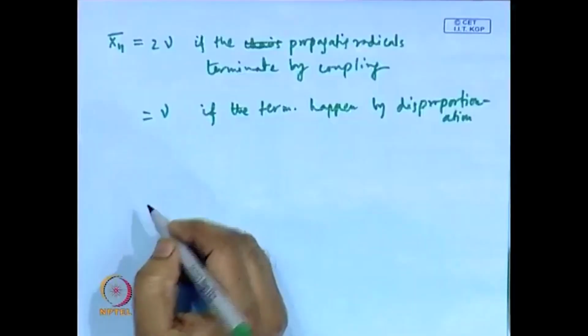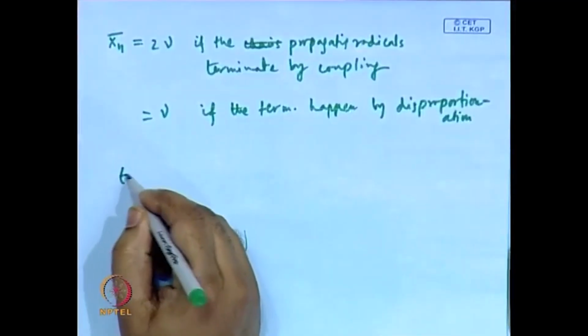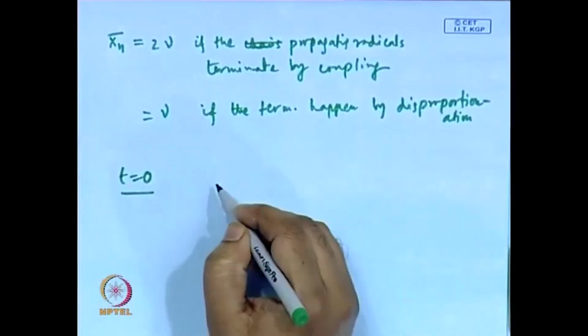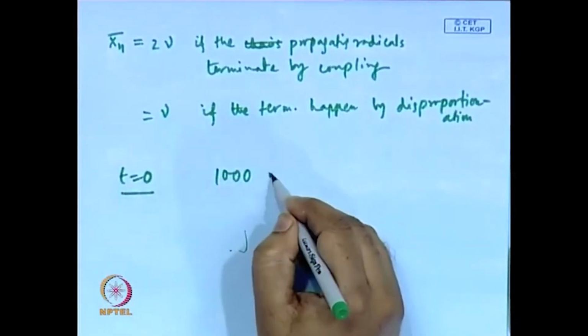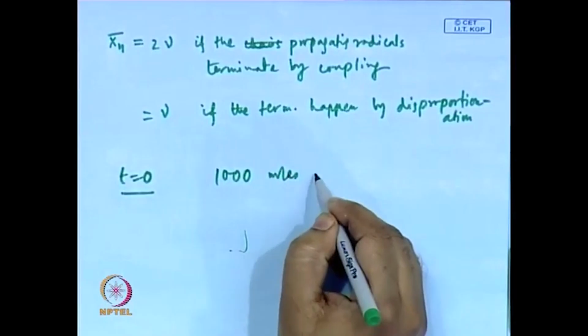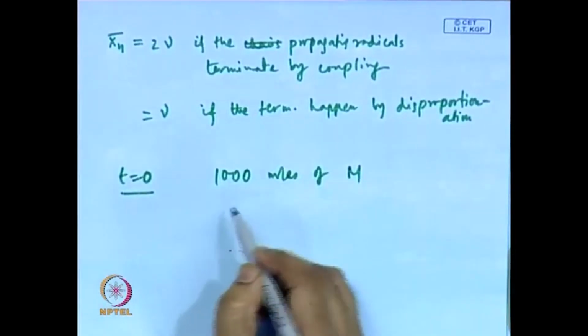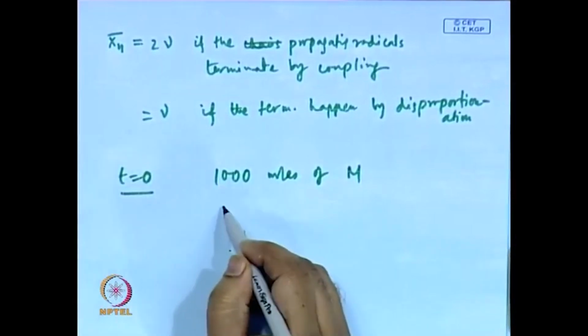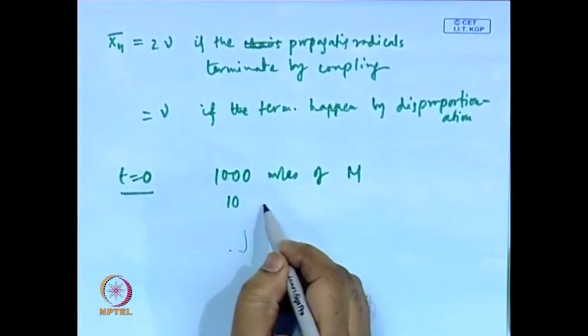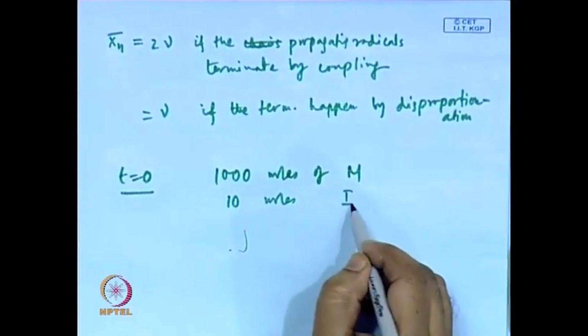Let us take a simple example and see whether we can visualize this more. Let us start a reaction at t equal to 0. I have say 1000 moles of monomer M and say 10 moles of initiator molecules I.